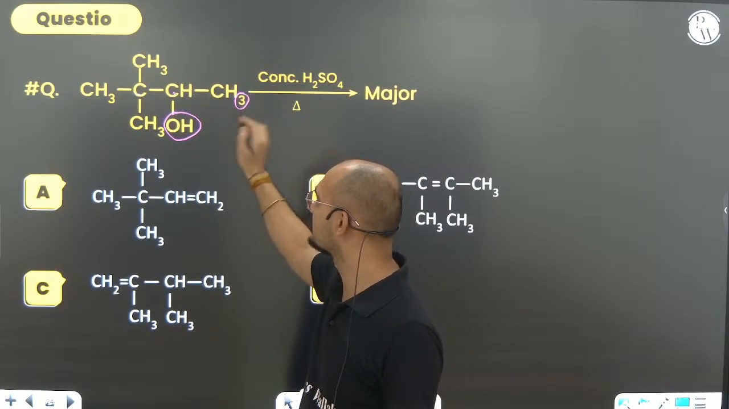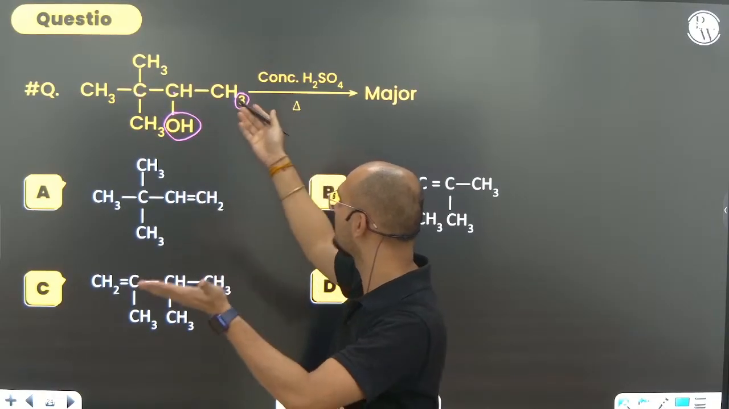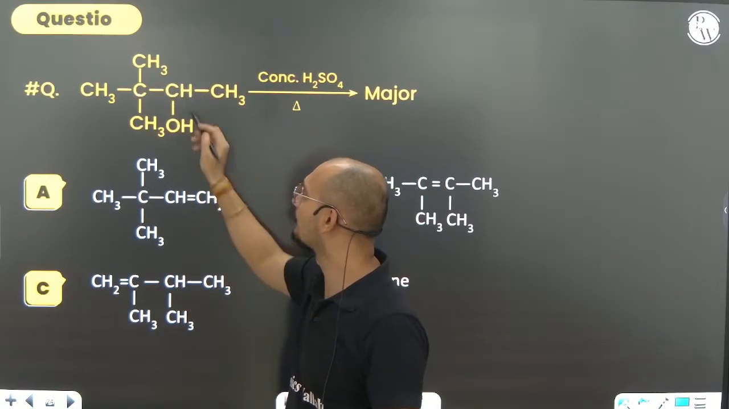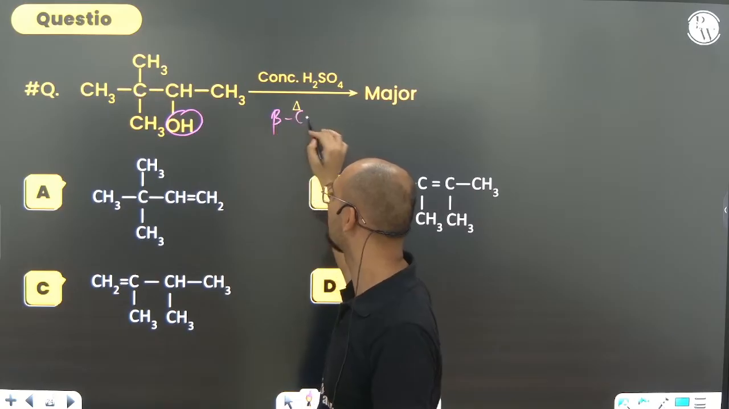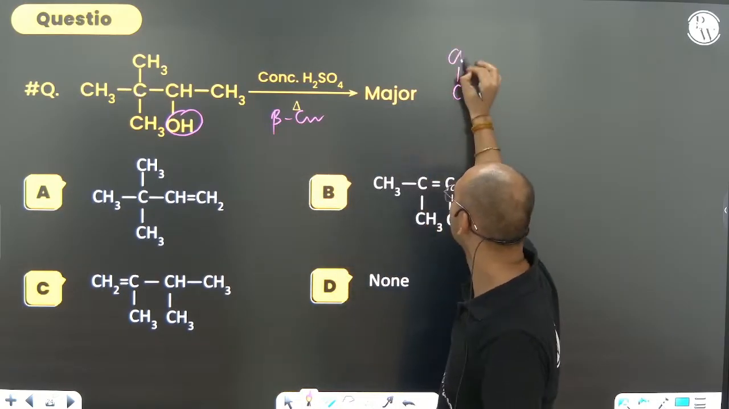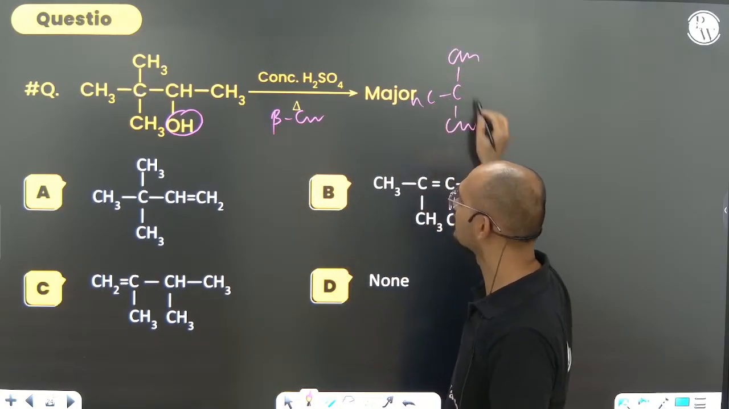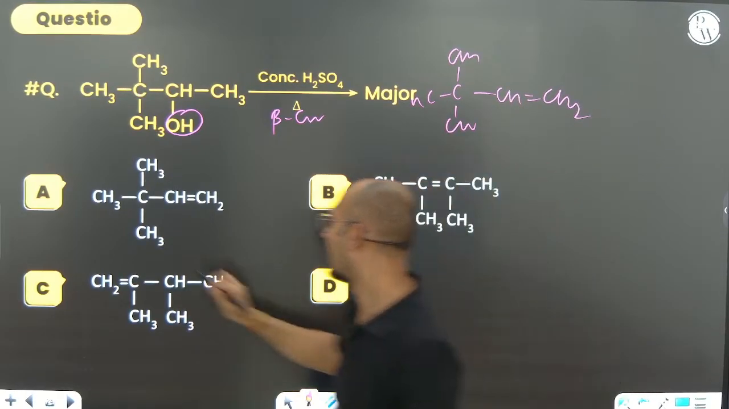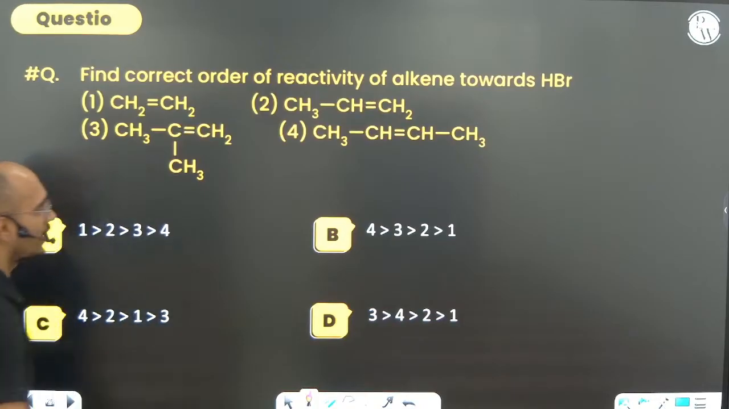Is there any hydrogen here? Yes. So one OH and one H will be removed, and a double bond will come. So we can say you have to do beta elimination. So here C, CH3, CH3, CH3, CH double bond CH2. This should be the correct option here. I hope option A is the answer.